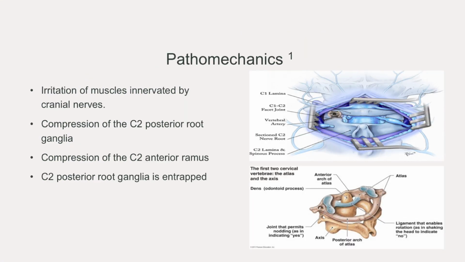For the pathomechanics, it's usually irritation of muscles innervated by the cranial nerves, compression of the C2 posterior root ganglia between the C1 posterior arch and the superior C2 articular processes, which you can see in this picture. It's also the compression of the C2 anterior ramus at the articular process of C1 and C2, and then the entrapment of the C2 posterior root ganglia by the C1 and C2 epistrophic ligament.